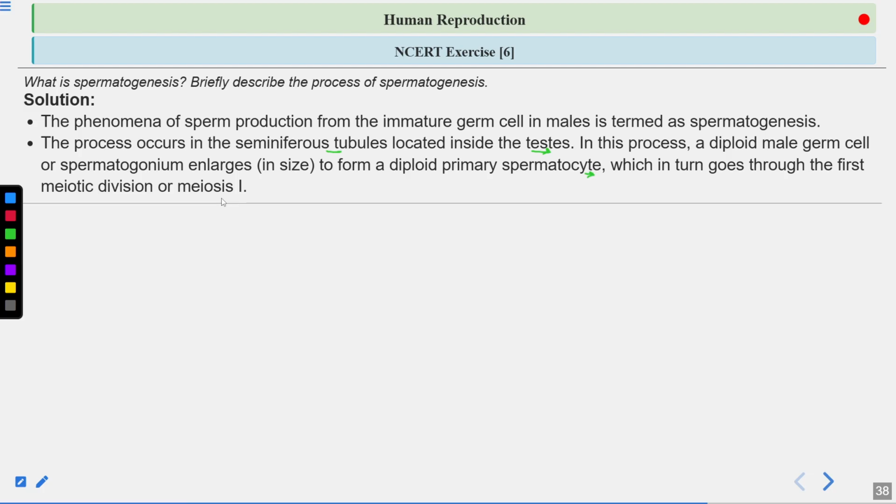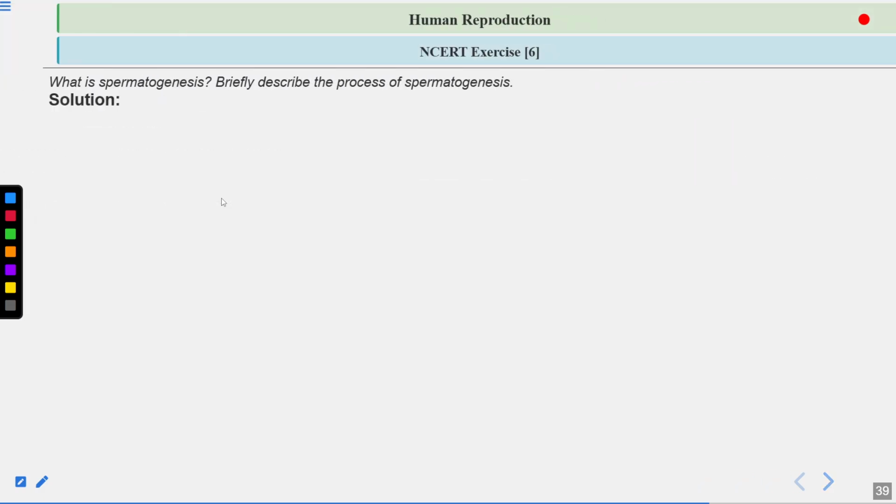So this we have already discussed. Some of the spermatogonia differentiate to form primary spermatocytes. Primary spermatocytes will also be diploid. These primary spermatocytes undergo meiosis I to form secondary spermatocytes. Secondary spermatocytes undergo meiosis II to form 4 haploid spermatids, and from the spermatids, spermatozoa are produced.